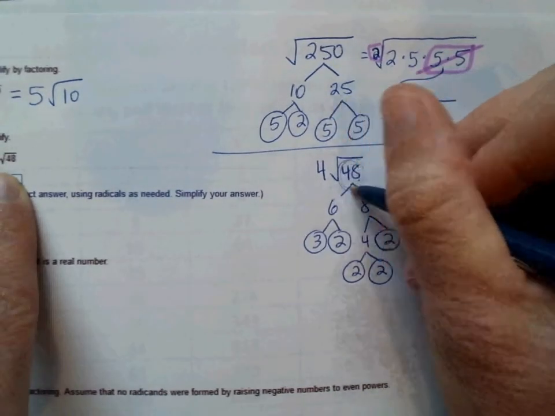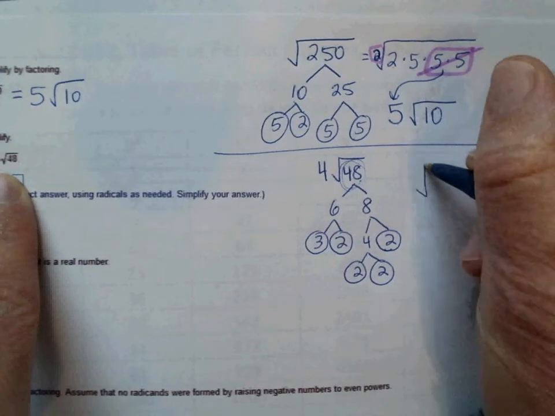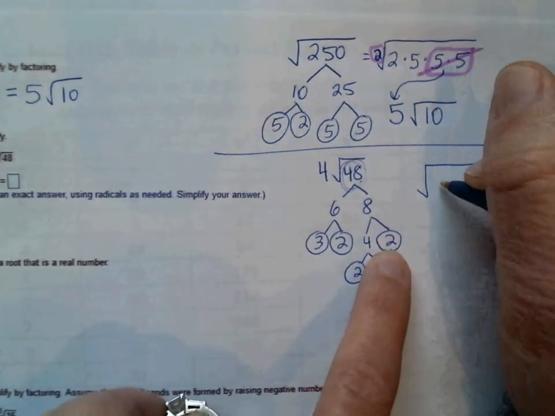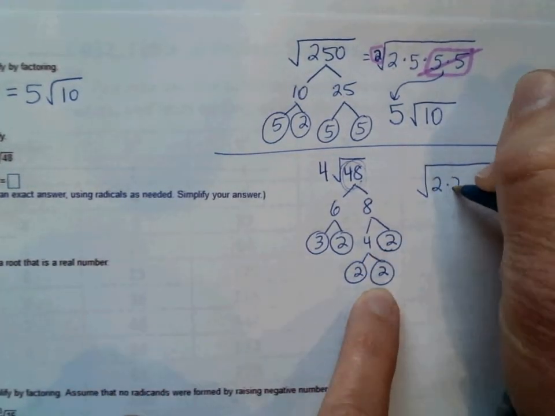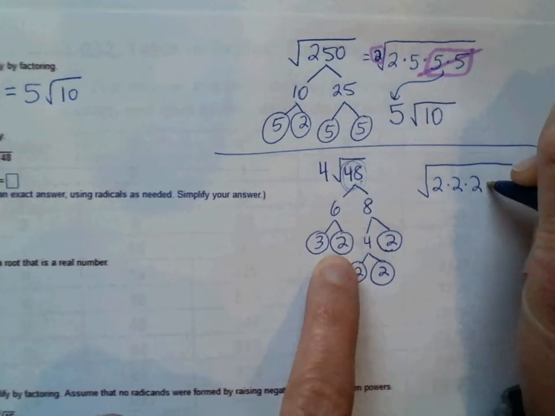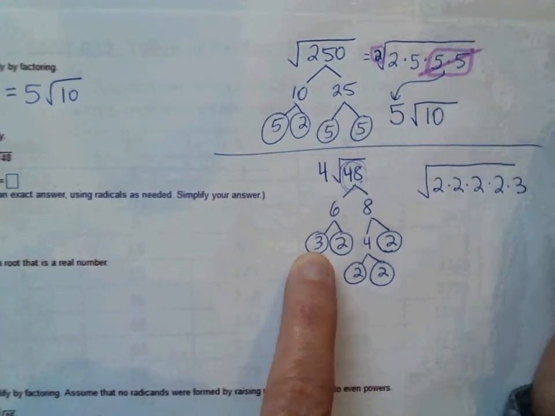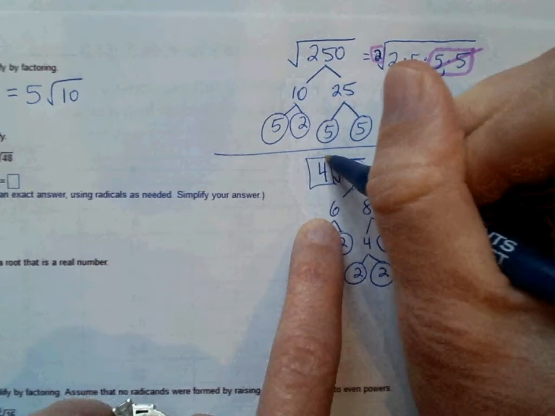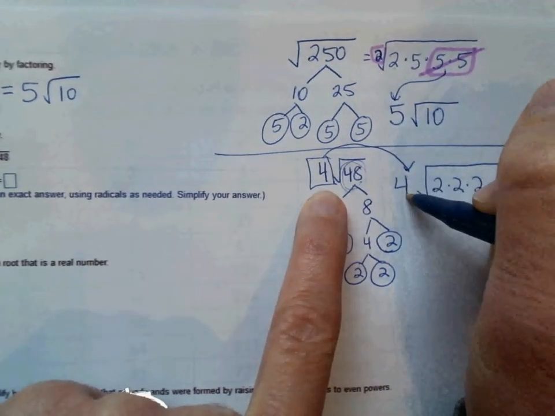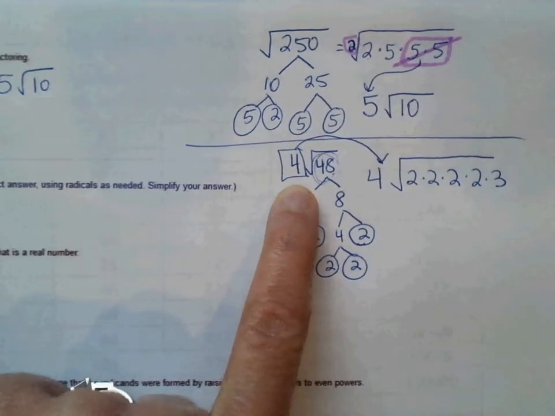Okay, so now what you want to think of is under the square root. I'm only going to talk about this part right here. Under the square root, I'm going to group them in order: 2 times 2 times 2 times 2 times 3. And then out in front of it already, I'm just bringing that over. There was a 4 in the original problem.